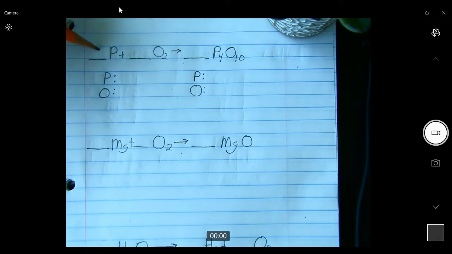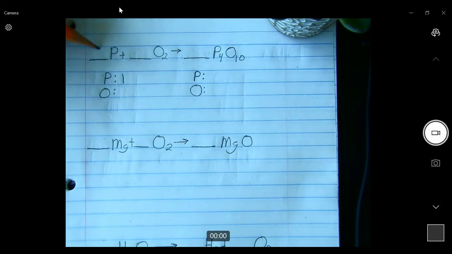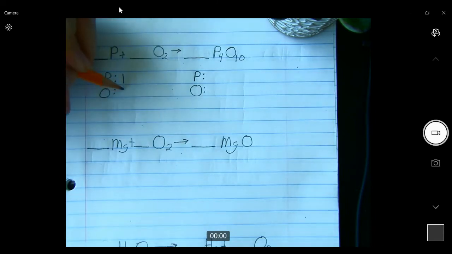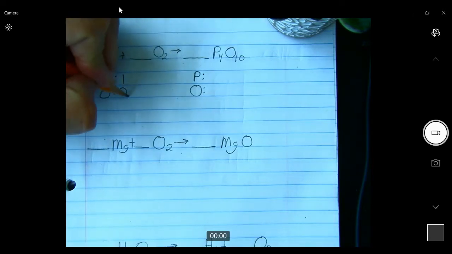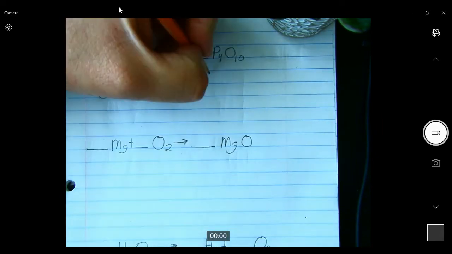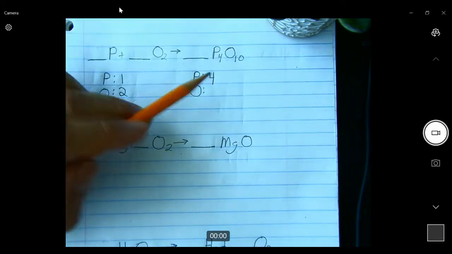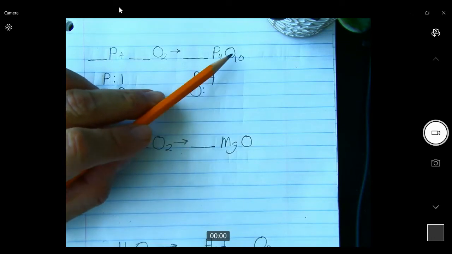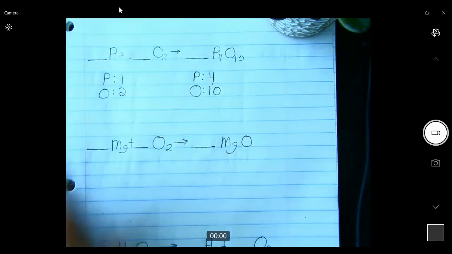So you see there's no coefficient and there's no subscript. So again, you put a 1 there. So you imagine that's a 1 and a 1. 1 times 1 is 1. Then here you have a subscript of 2, but no coefficient, so you have 2 oxygen. Right here there's no coefficient, so you just assume it's a 1. But you have a subscript of 4, so this is going to be 4 phosphorus. And then here you have a subscript of 10 for the oxygen, so you have 10 oxygen.